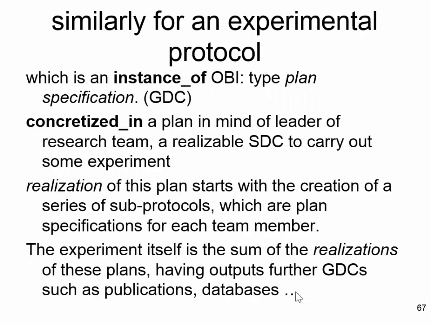And then also for the experimental protocols, so you have a protocol which is an instance of the type plan specification, which is concretized in a plan in the mind of the leader of some team, which this plan is a realizable specifically dependent continuant in that person's head. The realization of the plan involves creating a series of subplans, because it's a multi-person experiment, which get concretized in the minds or heads of multiple team members. And then the experiment itself is the sum of all the realizations of these subplans.